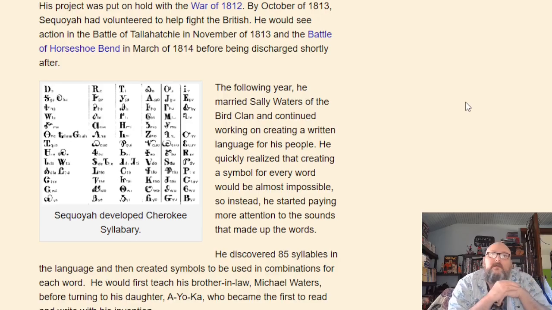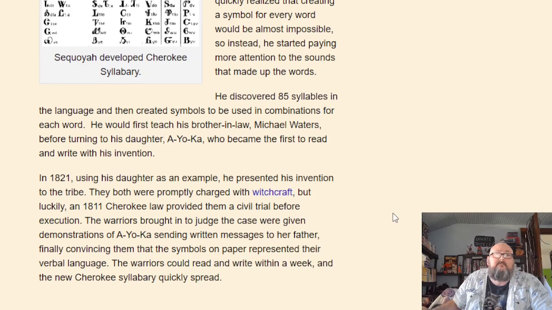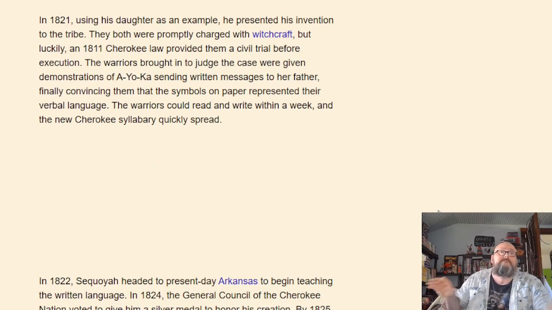The following year, he married Sally Waters of the Bird clan and continued working on creating a written language for his people, and quickly realized that creating a symbol for every word would be almost impossible. So instead he started paying more attention to the sounds that made up the words, more of an idea of an alphabet. He discovered 85 syllables in the language and then created symbols to be used in the combinations for each word. He would first teach his brother-in-law, Michael Waters, before turning to his daughter, Ayoka, who became the first to read and write with this invention of an alphabet.